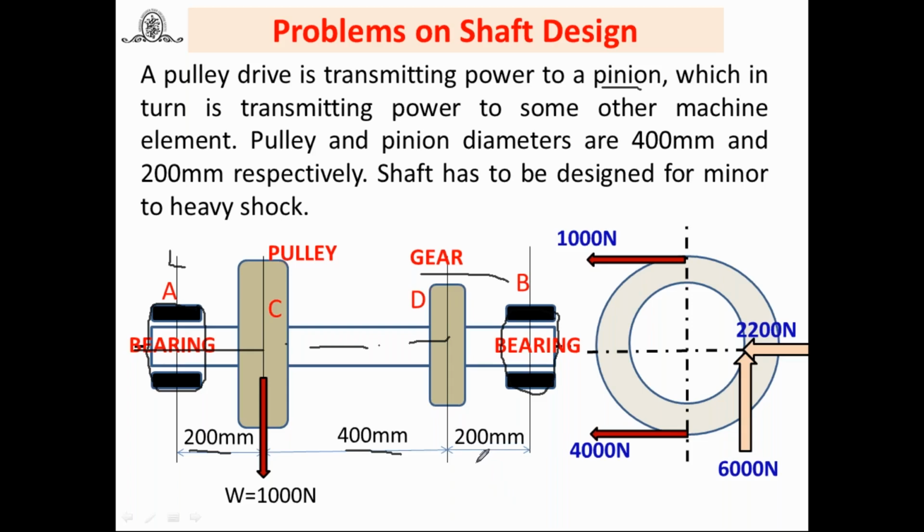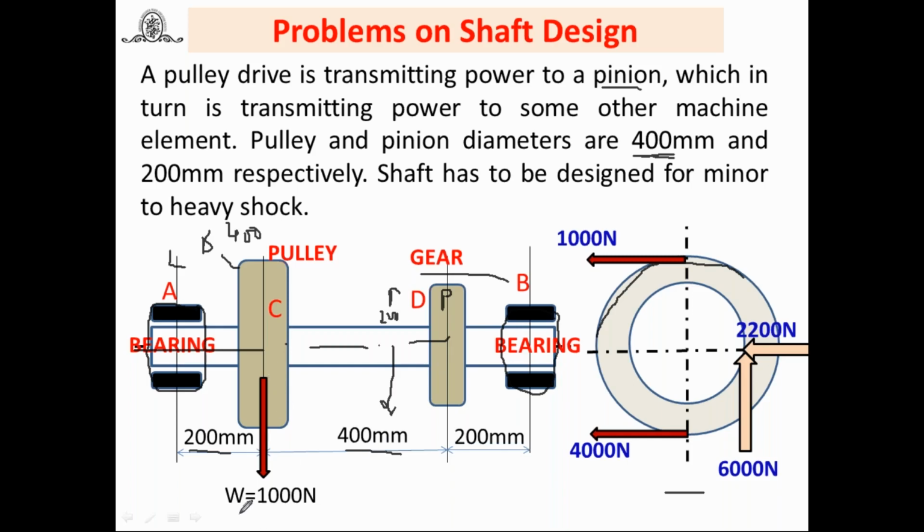Second, I have shown the side view of this. This is the pulley. Look at the cursor, this is the pulley diameter. The outer diameter of the pulley given in the problem statement is 400 mm. And for this gear or pinion, the diameter is 200 mm. For a gear, diameter means the PCD, pitch circle diameter of the gear. Remember this, 200. The distance between bearing A and the pulley is 200, bearing B and the gear is 200, and the distance between the gear or pinion and the pulley is 400.